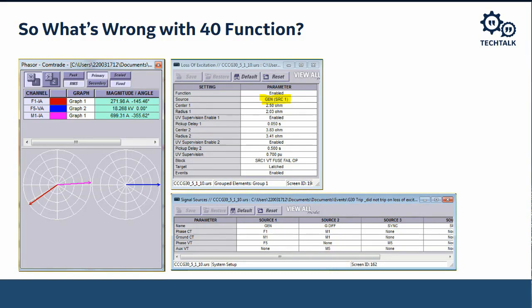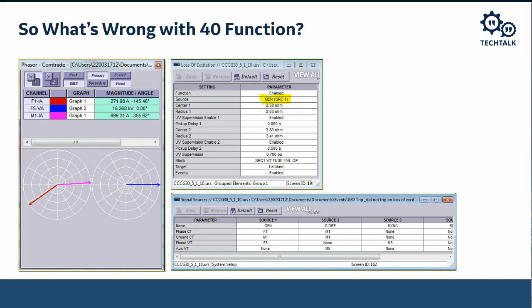And the signal source that is sourcing the loss of excitation element is that generator signal source. So using the F1 and the F5 currents, that means we would be using the red currents and the blue voltage to source this element. So it looks like it's in the reverse direction.